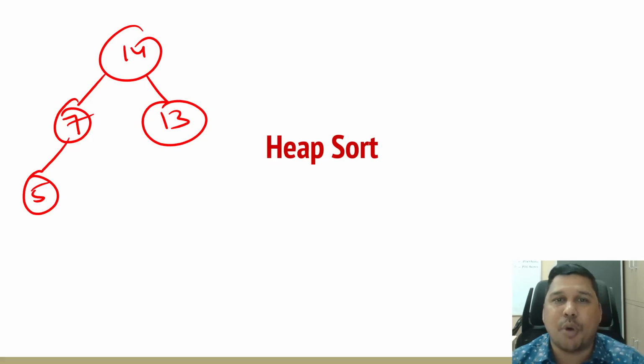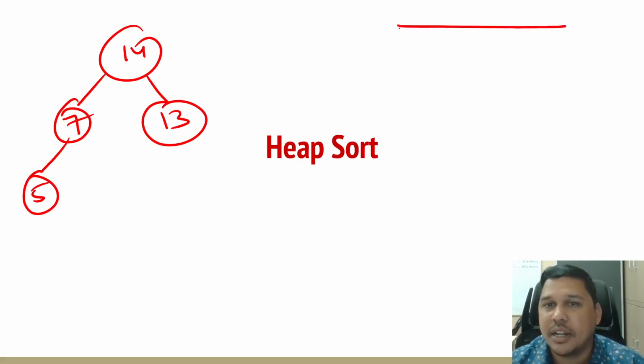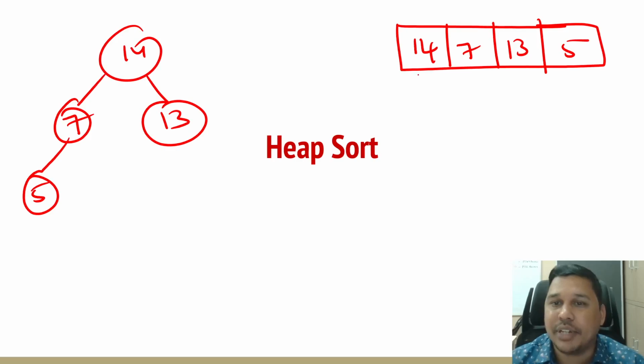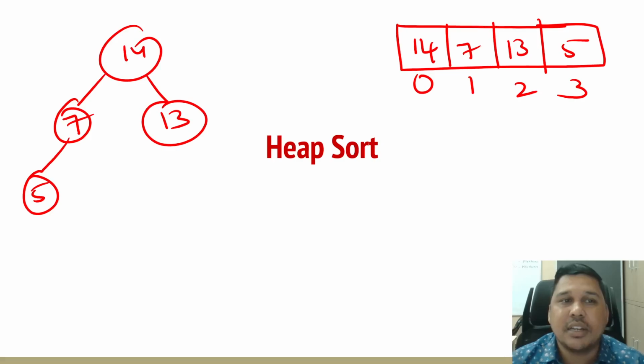Let us take a small case. What will be my array structure? The array structure will be something like this: 14, 7, then 13 and then 5, index 0, 1, 2, 3. Okay. The logic is delete the maximum element.